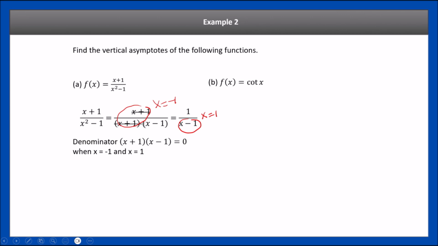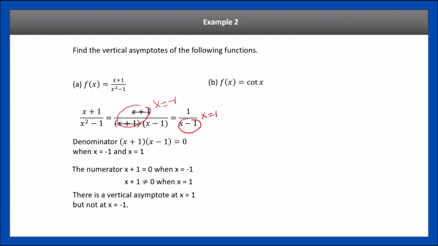All right, so again, the denominator is equal to 0 when x is negative 1 or 1. However, when you plug negative 1 into the numerator, you get 0. So that indicates that it's essentially a removable discontinuity. It's not a vertical asymptote. When you plug 1 into the numerator, you don't get 0, you get 2. And so that tells us that the denominator is 0 at 1, but the numerator is not 0 when x equals 1.